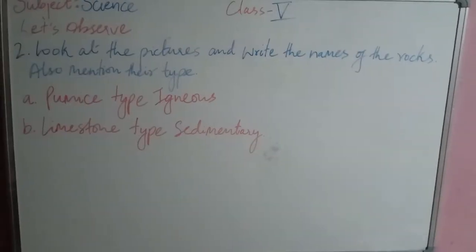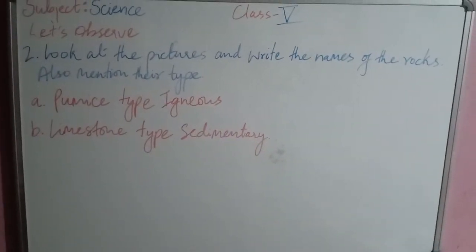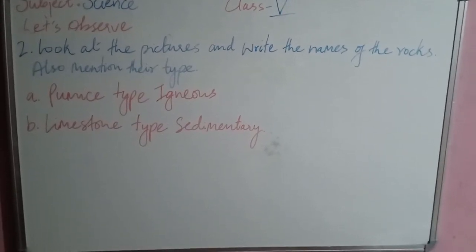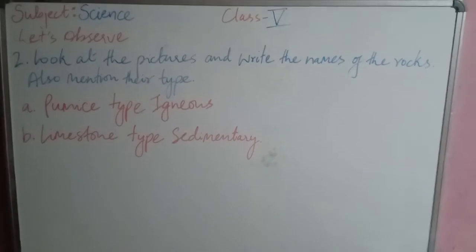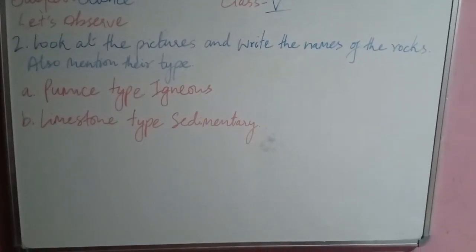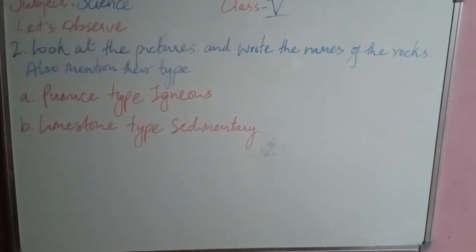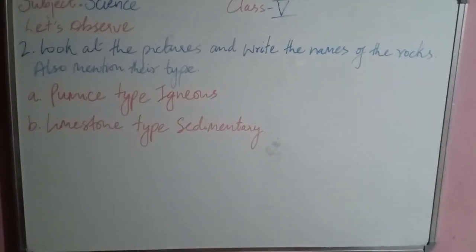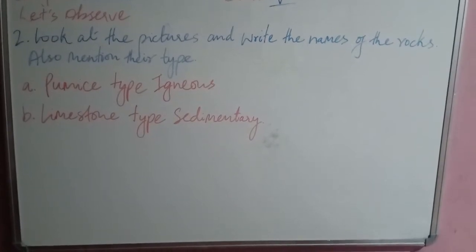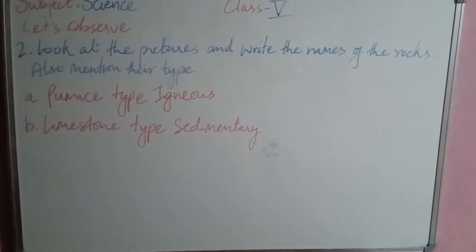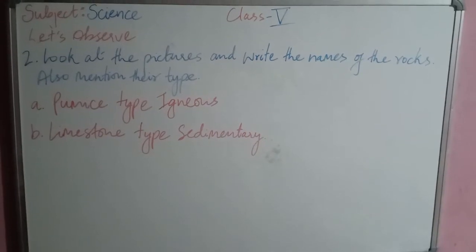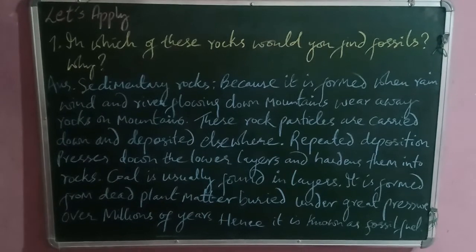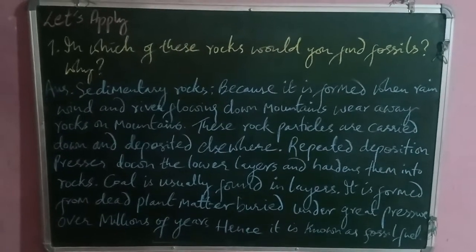so next question. Question number 2 says, look at the pictures and write the names of the rocks and also mention their type. So the first one we have is pumice, which is of type igneous rock. Then we have B, which is limestone, and it's a sedimentary type rock. Okay, so moving on. So after this we have the 'let's apply' questions.